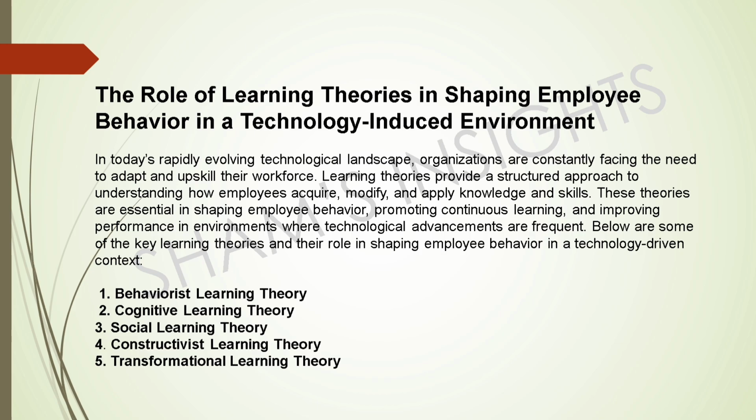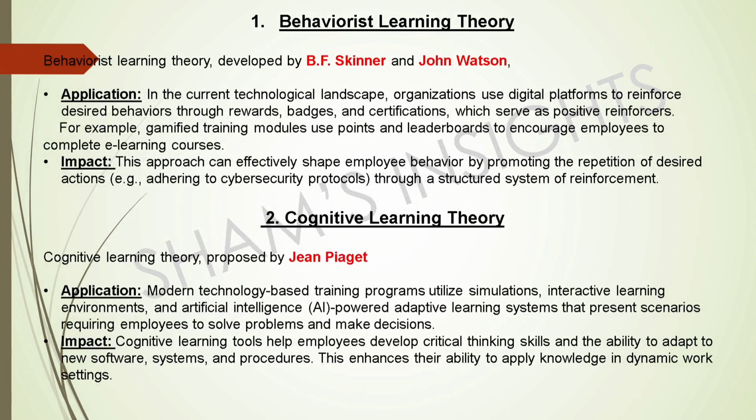So the 5 theories are behaviorist learning theory, cognitive learning theory, social learning theory, constructivist learning theory, and transformational learning theory. Let's dig in. So the first is behaviorist learning theory, developed by B.F. Skinner and John Watson. This theory basically focuses on behaviors that can be shaped through reinforcement and punishment. This theory is relevant in a technology-driven environment.